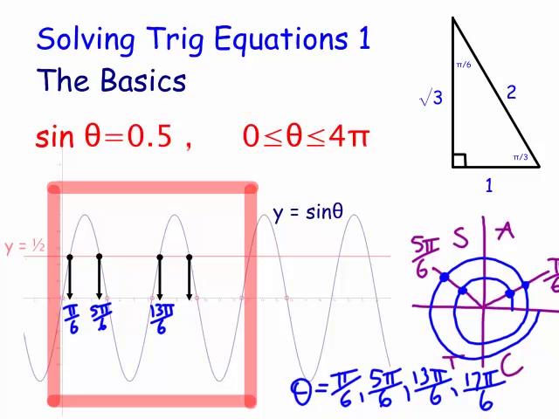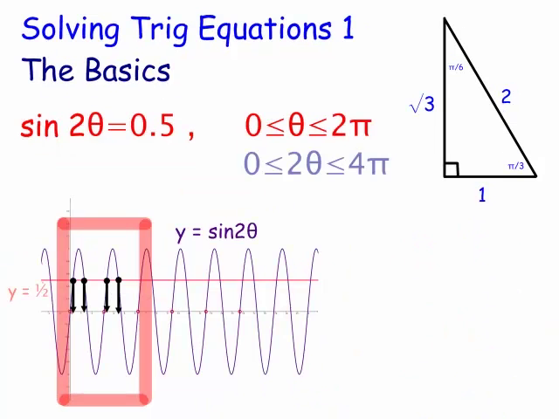And also 17 pi on 6. Okay, and you can see that reddish or pinkish line hits the y equals sine theta graph in 4 spots there. Okay, all right. Now let's see what happens now.